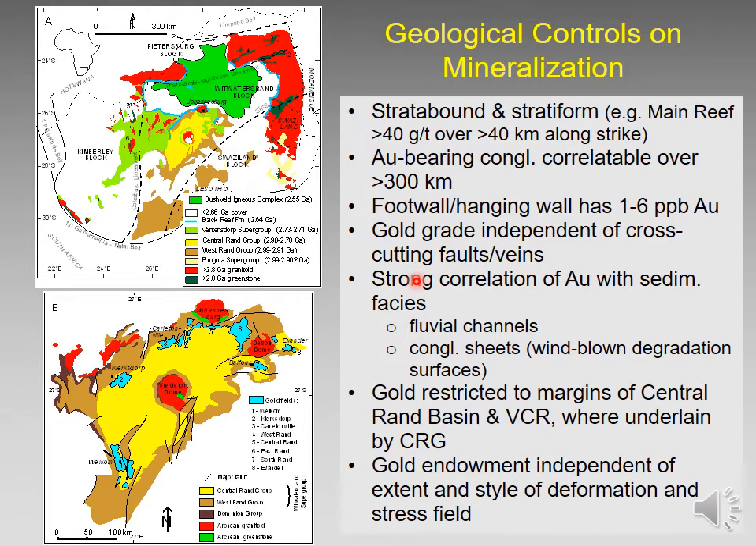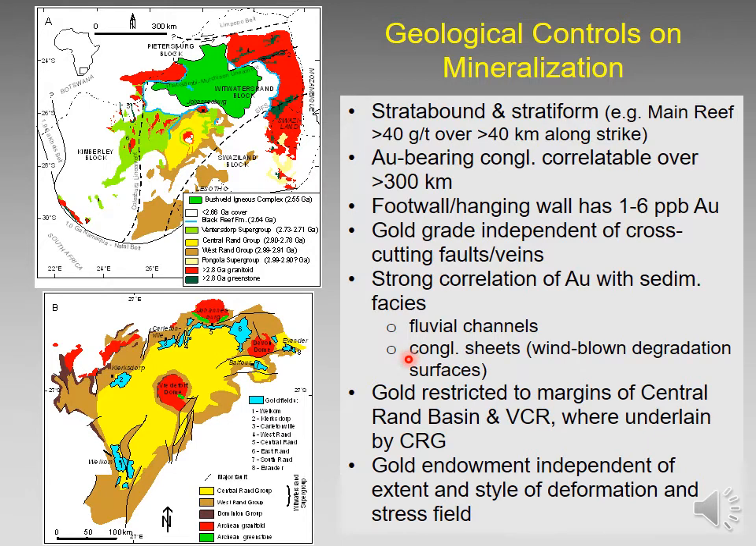Everybody who has ever mined Witwatersrand gold will confirm that there's a strong correlation of gold with sedimentary facies. Now, there are 2 particular sedimentary facies types that stand out as being particularly rich in gold. Those are fluvial channels and sheet-like conglomerate bodies, which can be interpreted as deposits on wind-blown degradation surfaces. So these are the 2 most outstanding facies in terms of gold grade.